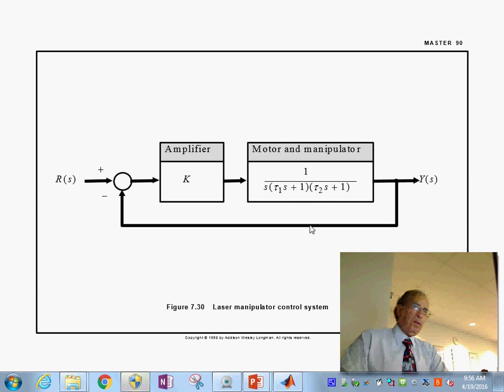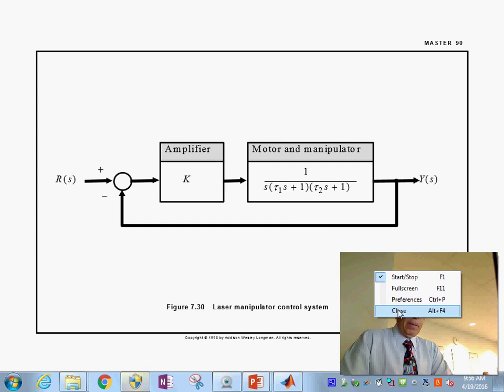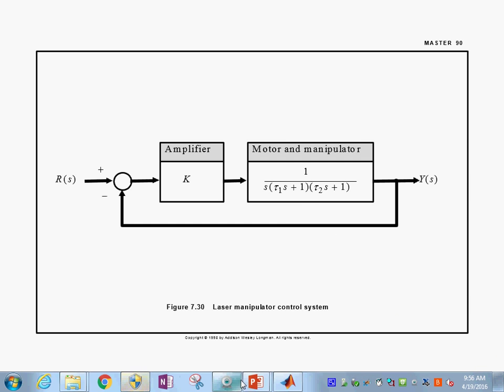So what we need to do is to specify to the computer a transfer function of this form. We then will obtain the root locus plot, and then we are going to do other examples of the root locus plots. So let me disappear from here and concentrate on that.